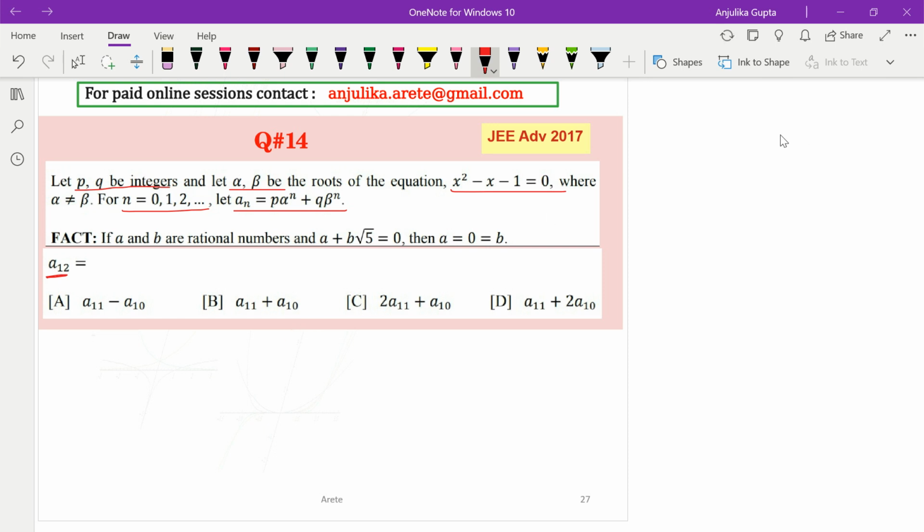Okay, so basically we need to get a relation between three consecutive AIs, right? So suppose a(n-1), a(n), and a(n+1). We need a relation between them, right? If we get a relation, we can answer this question.